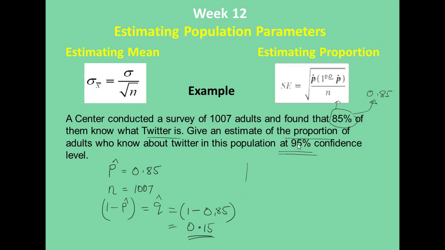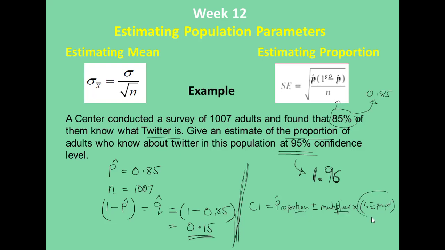The other thing to keep in mind is that we are working at 95%. And because we are working with proportion, we know that we can use the multiplier of 1.96. Remember, the formula says the confidence interval is equal to the sample proportion p hat, plus or minus the multiplier times the standard error of proportion. So we have this, we have that.